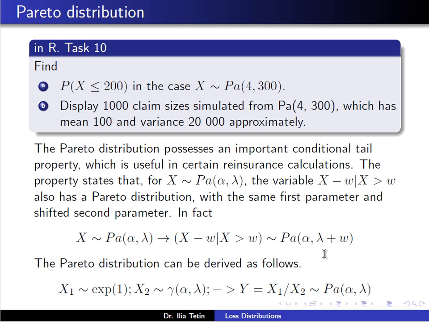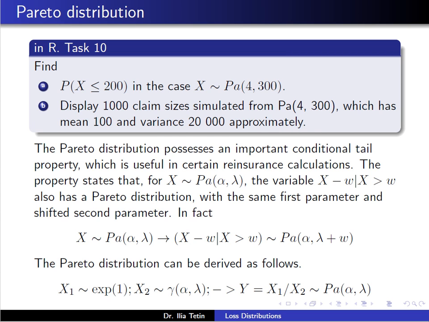And actually there is another way to generate the Pareto distribution, and it can be derived from the exponential distribution with parameter 1 and from the gamma distribution. Again, this is the Greek letter gamma, and this is the gamma distribution with parameters alpha and lambda. So using standard methods for transformation of densities, we can obtain that Y is X1 over X2, and this Y is a Pareto distributed random variable.